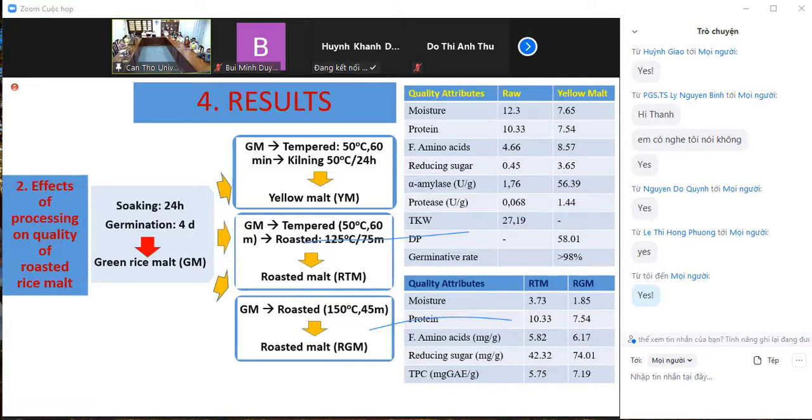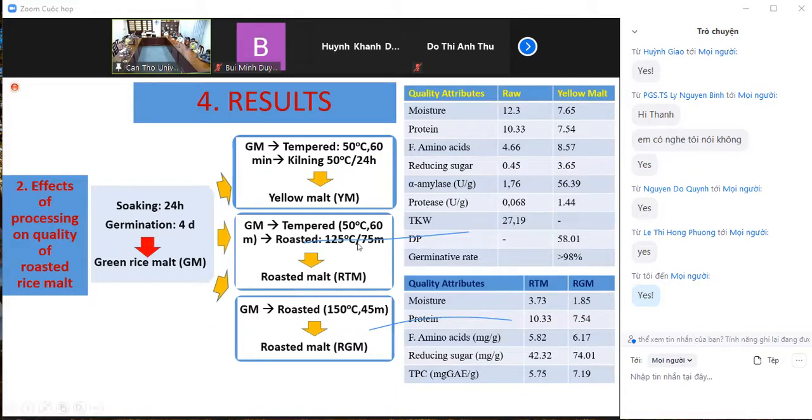We divide it into 2 parts. The first part, the green malt, is kept at 50 Celsius degrees for 60 minutes. After that, the green malt is cooled at 40 Celsius degrees for 24 hours. After that, we obtain yellow malt. The other part we use to make the dry malt.